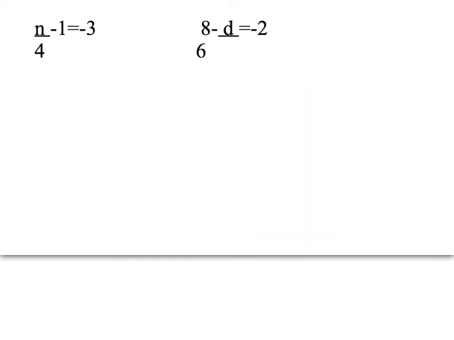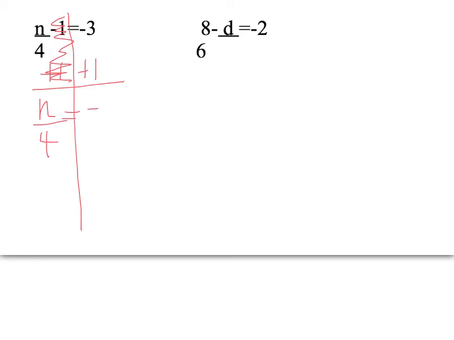Alright, here's some more examples. These ones look a little bit different, but they're still two-step equations. You move addition and subtraction first. So this is n divided by 4 minus 1. The opposite of minus 1 is plus 1. You always move addition and subtraction first. We're left with n divided by 4 equals negative 3 plus 1 is negative 2.